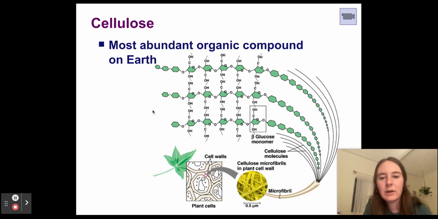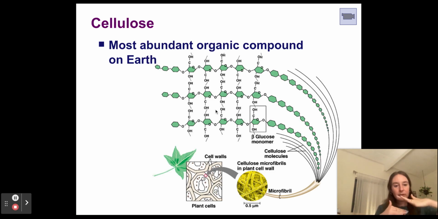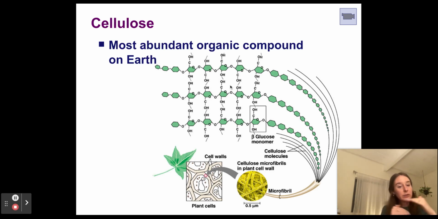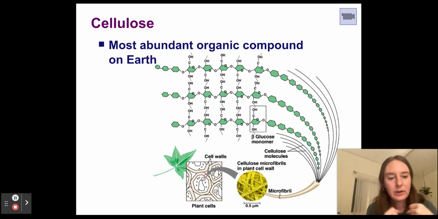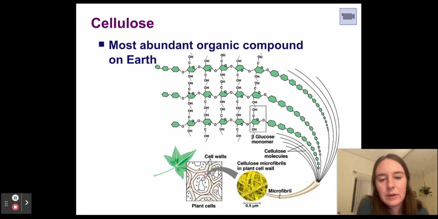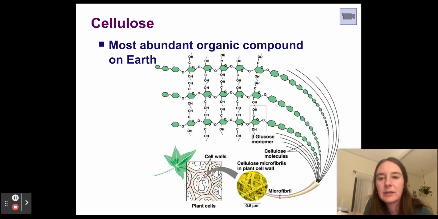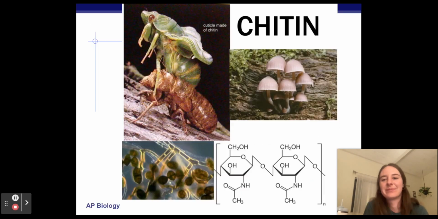So you have one long chain here, one long chain here, and they form really, really strong connections, and that's because between them we've got these hydrogen bonds. Hydrogen bonds aren't super strong, but enough of them together creates a really strong structure. And this cellulose is the main component of cell walls. If you look at plant cells, humans don't have cell walls, we only have cell membranes, but plants have really rigid, strong cell walls made up of cellulose. And cellulose is the most abundant organic compound on Earth.